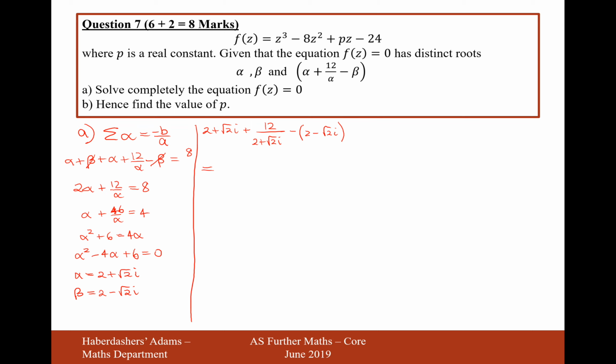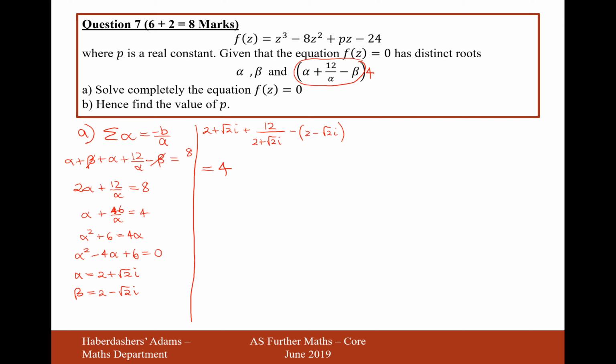And if we put all of that into the calculator, then we get 4. 4 is the answer to this calculation here. That would effectively be this root here. So this root here is 4, and these two roots are 2 plus root 2i and 2 minus root 2i. And we'd expect that from the cubic. We'd expect 1 real and 2 imaginary at most.